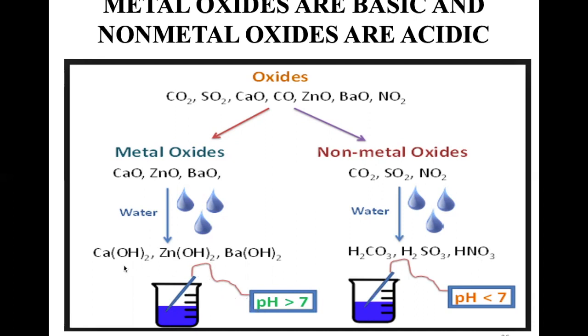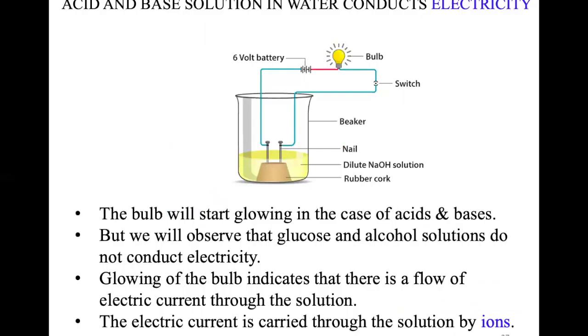This can be known with the help of a pH meter. If it is a base, pH is always more than 7. And if it is an acid, the pH is always less than 7. Okay, so remember the question: metal oxides are always basic in nature and non-metal oxides are always acidic in nature.